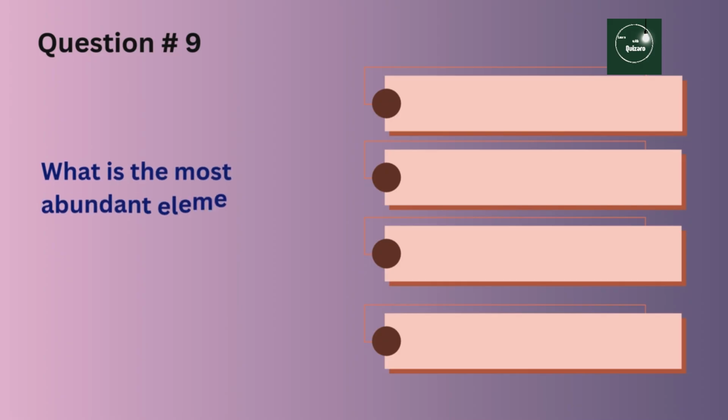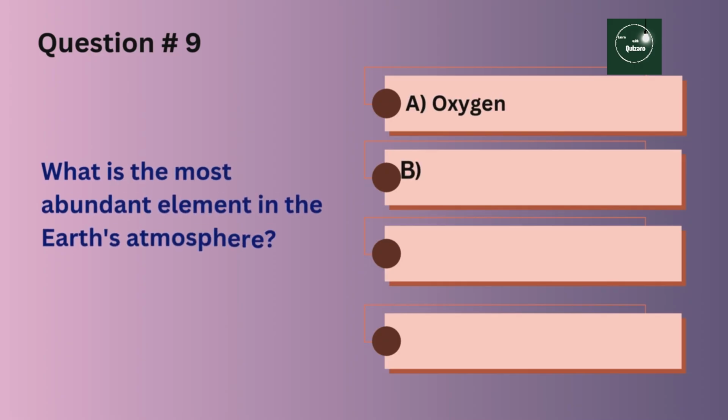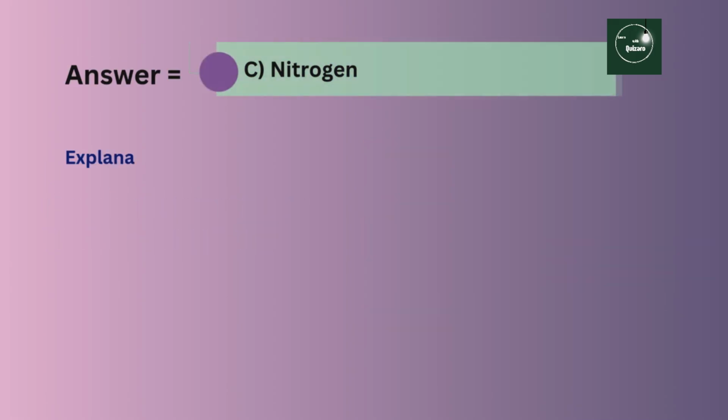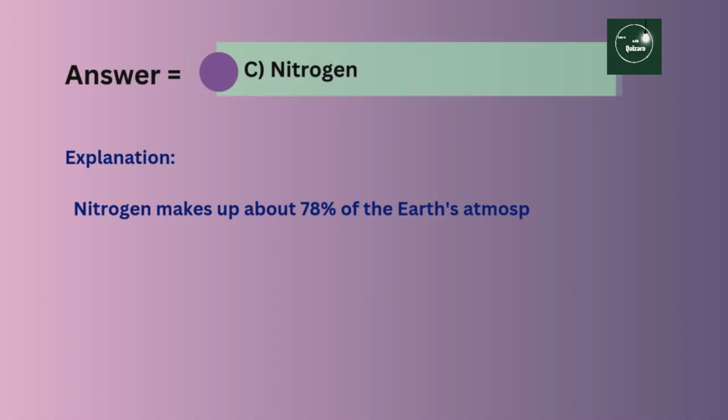Question number 9. What is the most abundant element in the Earth's atmosphere? A. Oxygen. B. Hydrogen. C. Nitrogen. D. Carbon dioxide. Answer is C. Nitrogen. Nitrogen makes up about 78% of the Earth's atmosphere, followed by oxygen at about 21%.